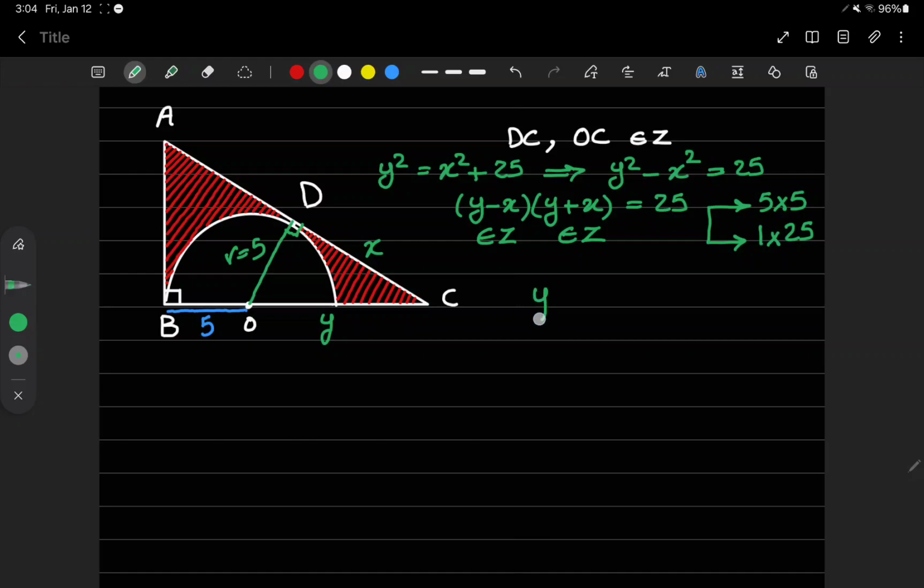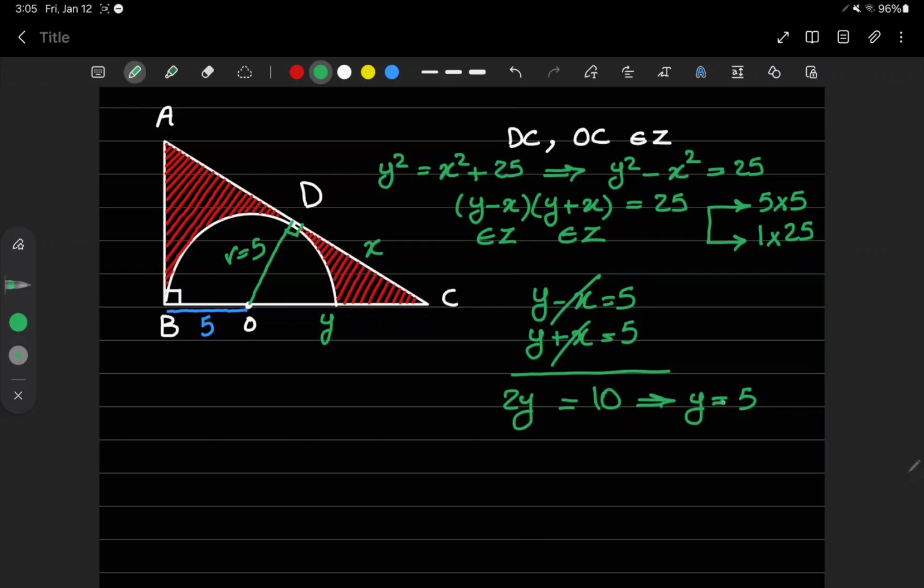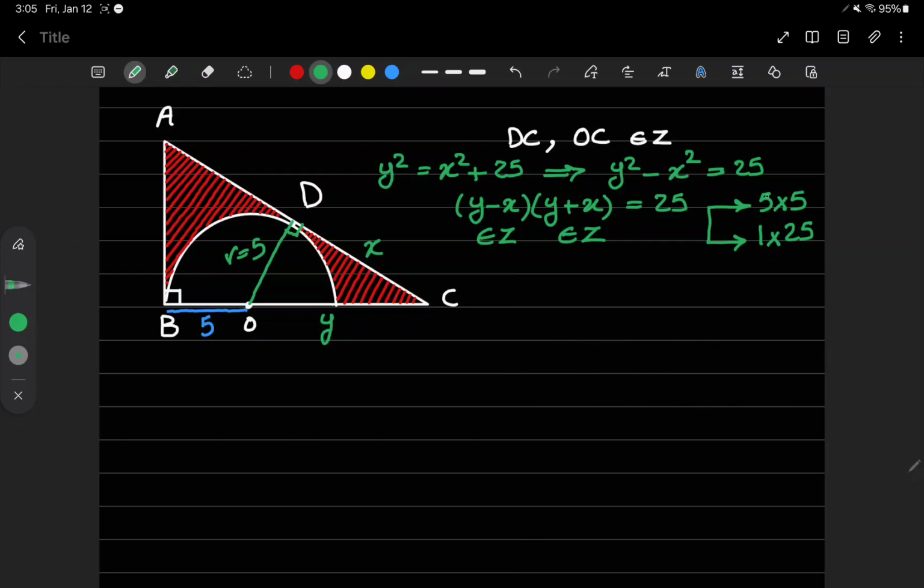Let's see if Y minus X equal to 5 and Y plus X equal to 5. So if we sum these two, we have 2Y equal to 10, and that means Y equal to 5. And if Y is equal to 5, then 5 minus X equal to 5, X is 0. In this case, which is not possible, X is not 0. We have a length here, okay? So this is not the case.